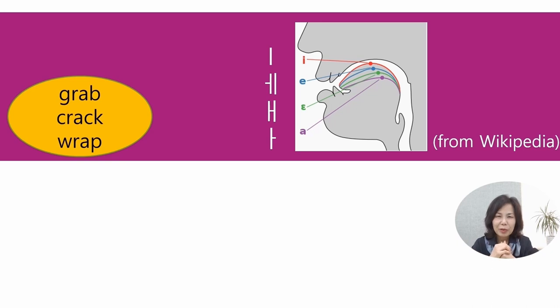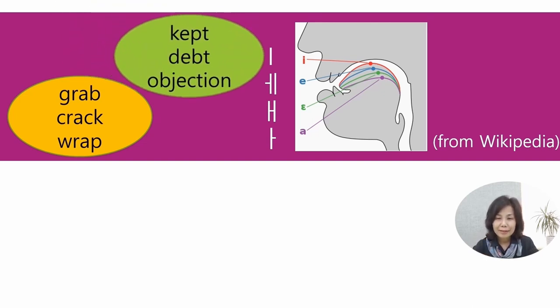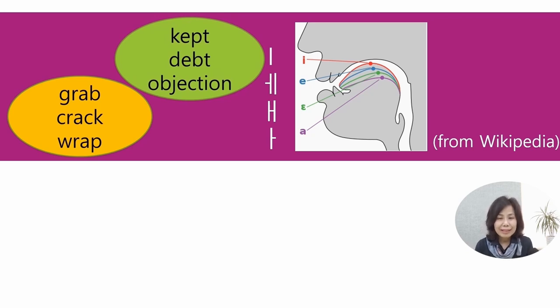Let's take a look at the picture. It will help you. You can see 이 coming out from the high front, and then 에 and 애 followed by, and the lowest is 아. Did you catch the degree of opening your mouth? Now close your mouth almost and then start from the highest. 이, 에, 애, 아. So 애 opens mouth wider than 에. You can find the sound in English such as kept, that, objection.